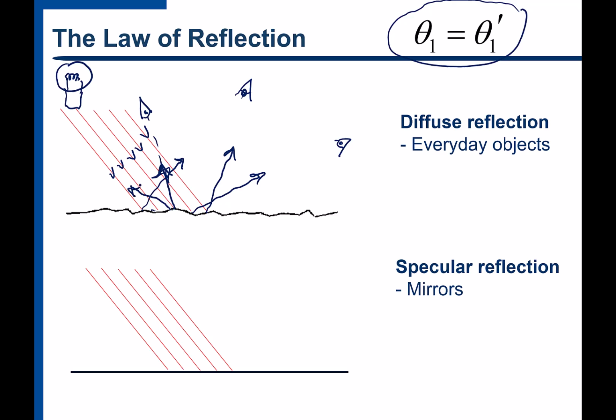Now with specular reflection, which is what a mirror does, since the surface is perfectly smooth, so let me just write here, surface is rough. Even when it appears smooth, like the top of a table, it's still not really smooth. Whereas for a mirror, the surface is perfectly smooth.